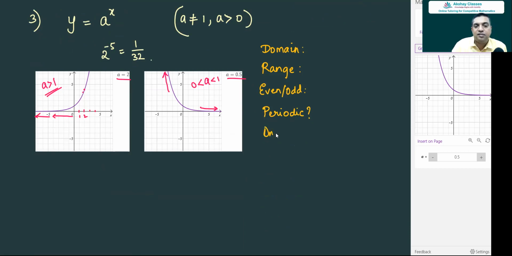Yeah, please start. What is the domain? Minus infinity to infinity. Very good. Domain is R. Minus infinity to infinity. Range?